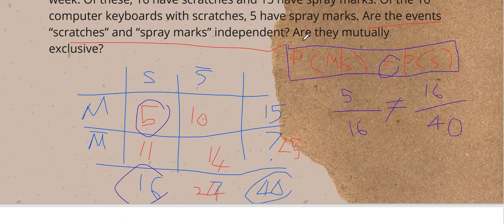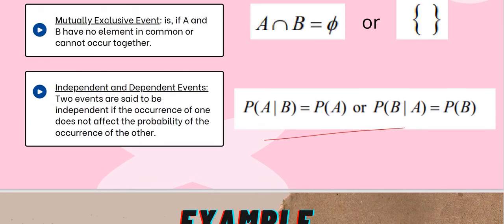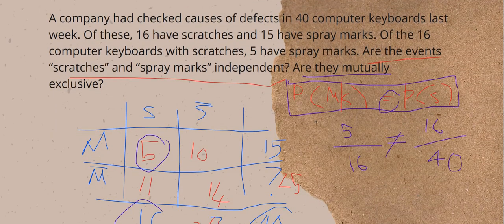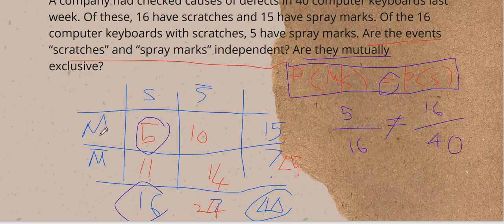Okay, next the question asks you, are they mutually exclusive? So what does mutually exclusive mean? They have no element in common. Ataupun set tu kosong, tak ada punya persamaan antara dua-dua tu. Maksudnya antara scratch mark and spray mark. So obviously it's no. It's not mutually exclusive because S and M can occur together. Okay, it can occur together.